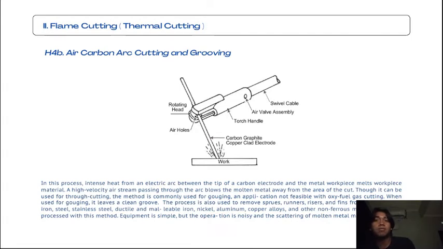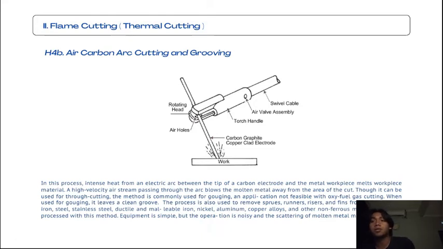It can be used for through cutting, and the method is commonly used for gouging, an application not feasible with oxy-fuel gas cutting. When used for gouging, it leaves a clean groove. One common application is the preparation of a square edge plate for welding. Another is to remove defective welds so that the joint can be reworked.